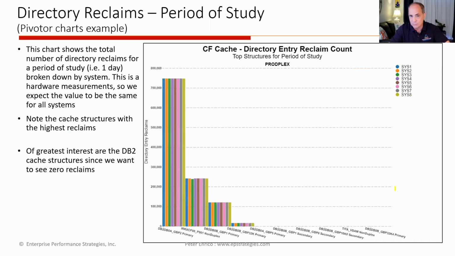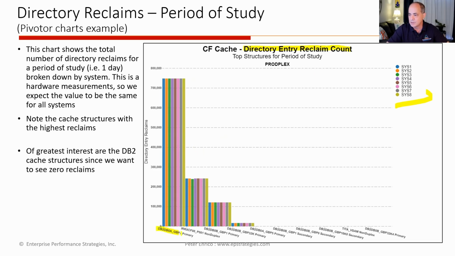From a measurement point of view, in Pivoter, we have a report that says directory reclaims, directory entry reclaim count, which should be 0 for DB2 group buffer pool structures during regular activity.